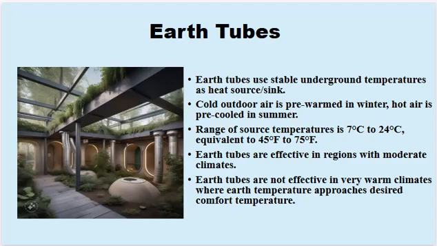Temperature range. The underground temperatures typically range from 7 degrees Celsius to 24 degrees Celsius, providing a reliable source of energy-efficient heating or cooling. Effective in moderate climates. Earth tubes are particularly effective in regions with moderate climates where the underground temperatures remain within the ideal range for preconditioning air. Limitations in hot climates. In very warm climates, earth tubes may not be as effective because the underground temperatures may approach or exceed the desired indoor comfort levels, reducing their cooling effectiveness.